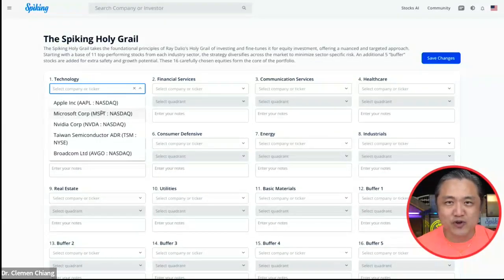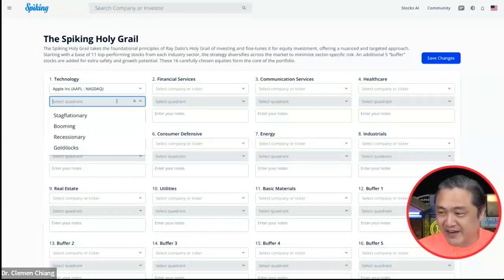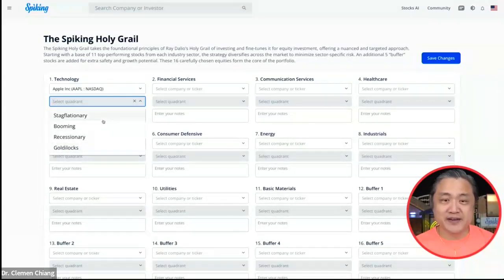First of all, you need to know which are your 16 stocks. Then you have to determine, if I want to put Apple in technology, which of the 4 quadrants will it fall into? Is it stagflation? Is it a booming economy? Is it recessionary? Is it Goldilocks, not left, not right, somewhere in the middle? Which one does it fall under, all right?